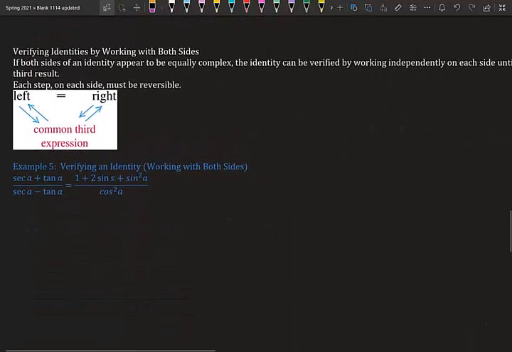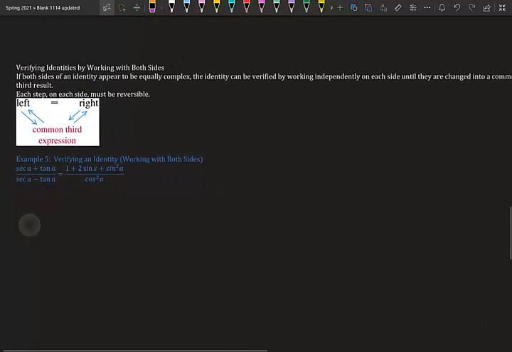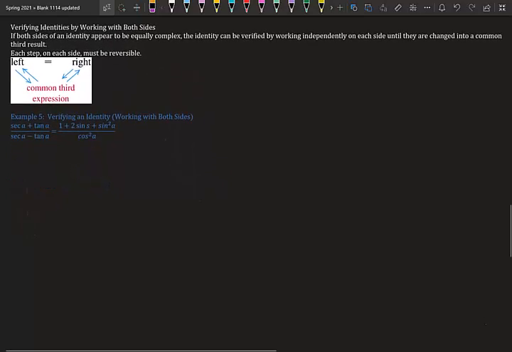Alright, let's work with both sides. When do we work with both sides? If both sides of the identity appear to be equally complex, the identity can be verified by working independently on each side until they are changed into a common third result. Meaning, we take the two sides and find something they both have in common. They're completely different, but let's find what they have in common.